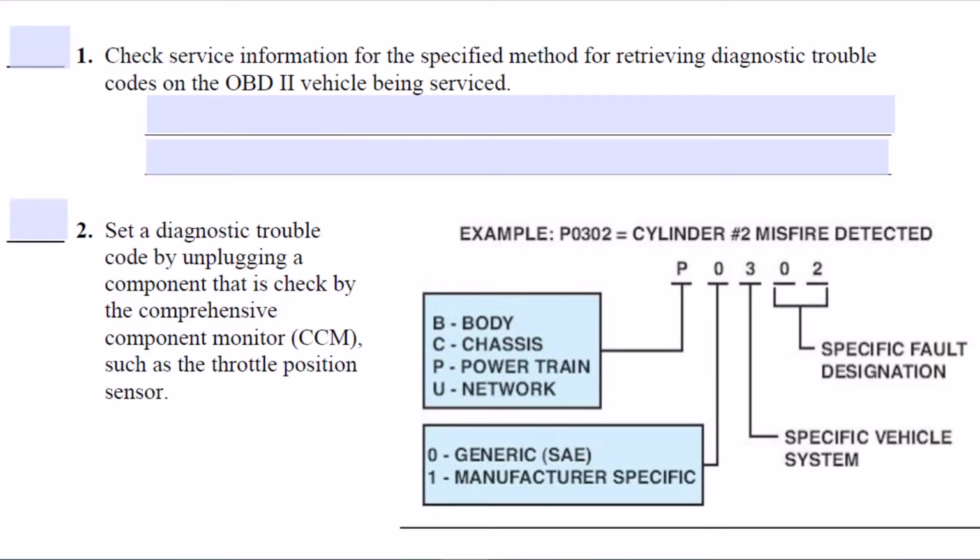Okay, so the very first question that is listed on our worksheet says check service information for the specified method for retrieving diagnostic trouble codes on the OBD II vehicle being serviced. And remember that there was OBD I, which was pre-2000 vehicles. So most of the cars that we'll be working on in the shop will be 2000 and newer. So let's go back to our service information system, ProDemand, and take a look, see what we find.